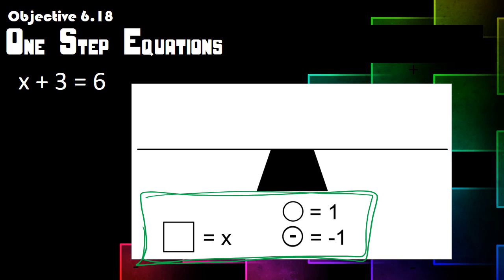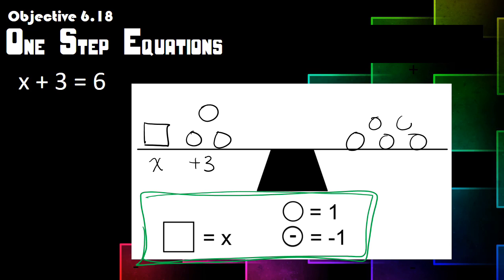So let's go ahead. We're going to draw out this equation here. So we're going to put a box and then plus 3. So that tells us we have x and then plus 3 needs to be equal to 6. So let's draw out 6. 1, 2, 3, 4, 5, 6. So now if we were to get x by itself, we would take away these 3. But what would happen is the balance would become uneven. So we need to make sure we take away 3 from the right side. So we get x by itself, and we're left with 3.